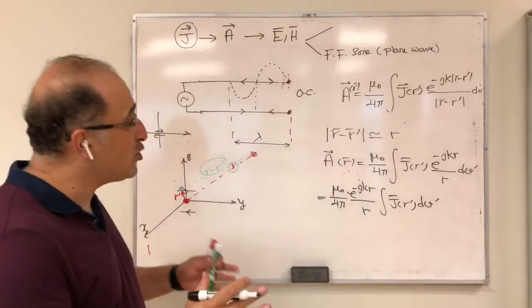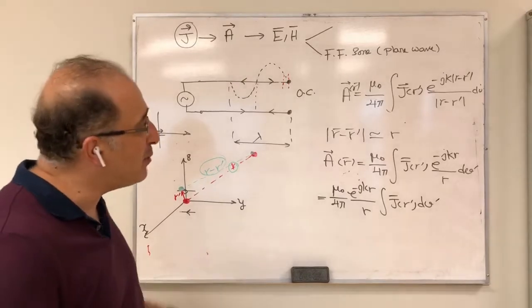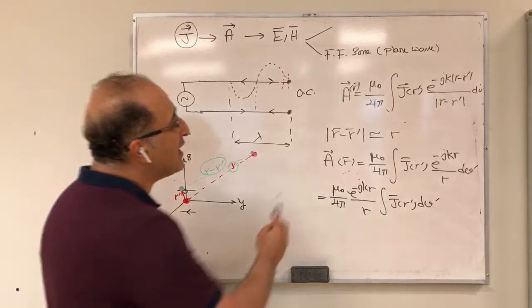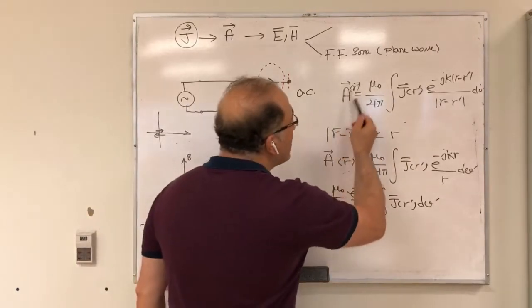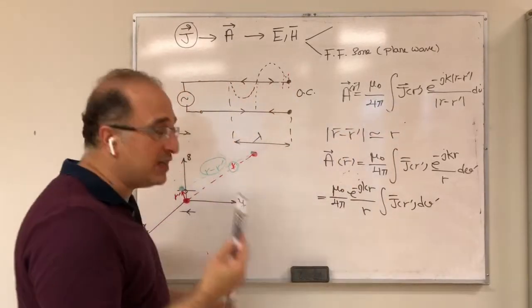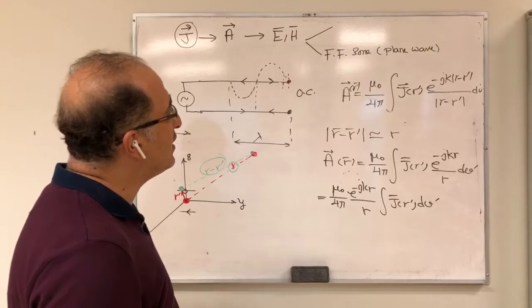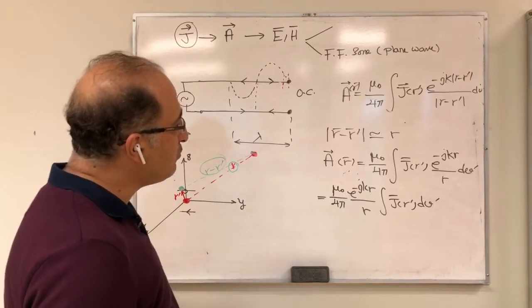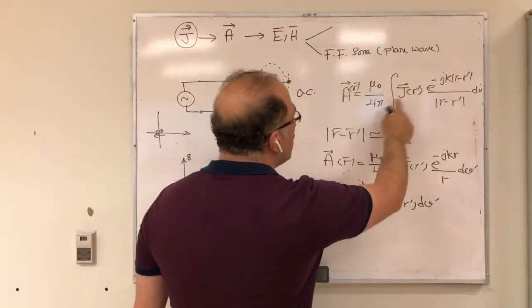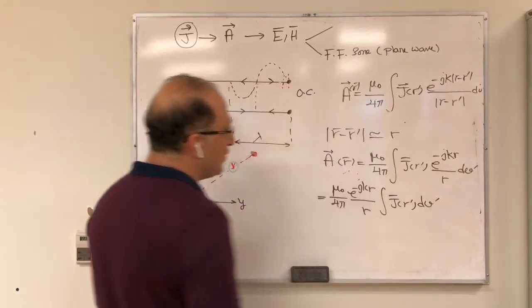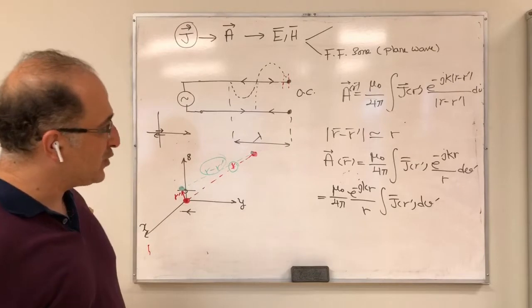Something that I should have mentioned in the previous lecture, but I'm mentioning it right now: remember that J has a direction. Of course, it's a vector, and A shares the same direction with J. So these are the same thing. Make sure to look at this from the vector point of view, that this is a vector, and this is a vector.